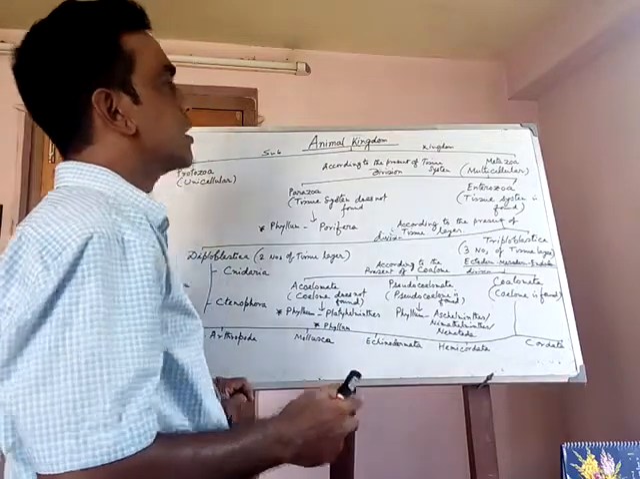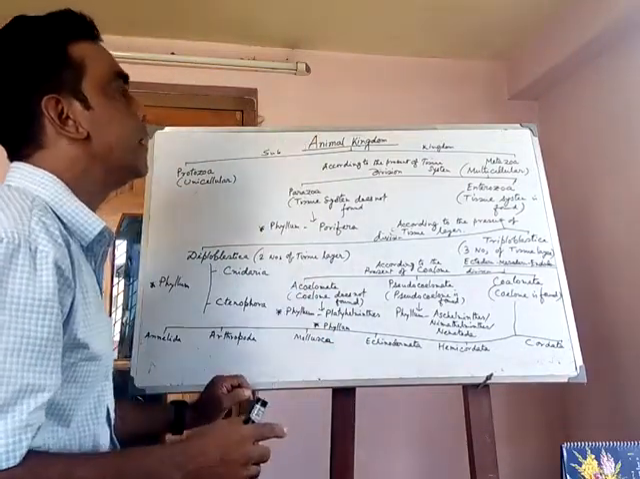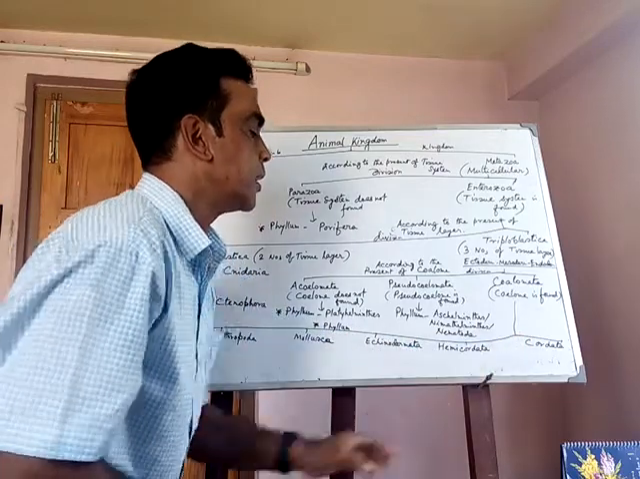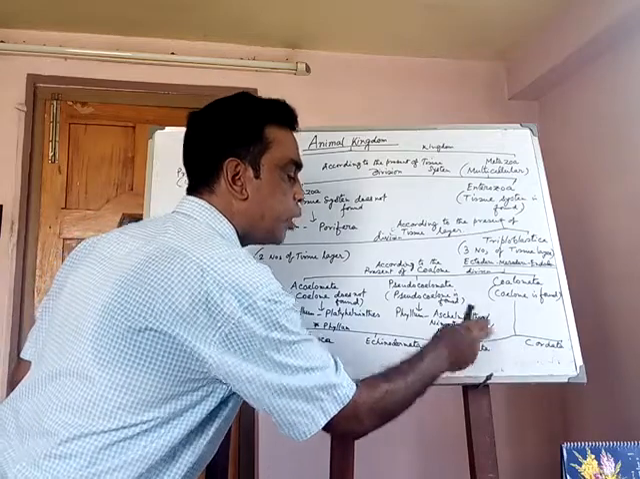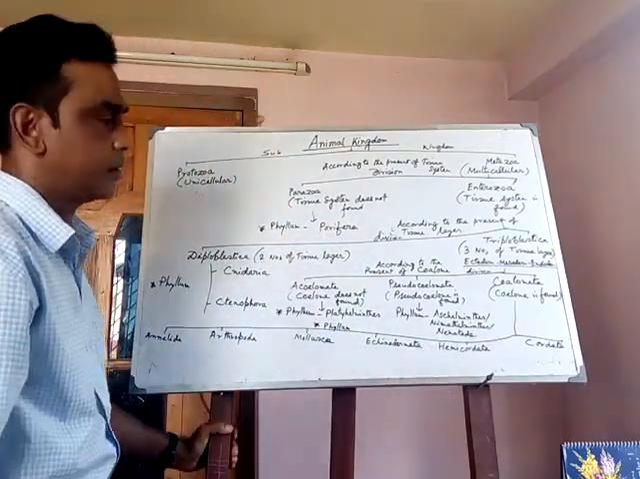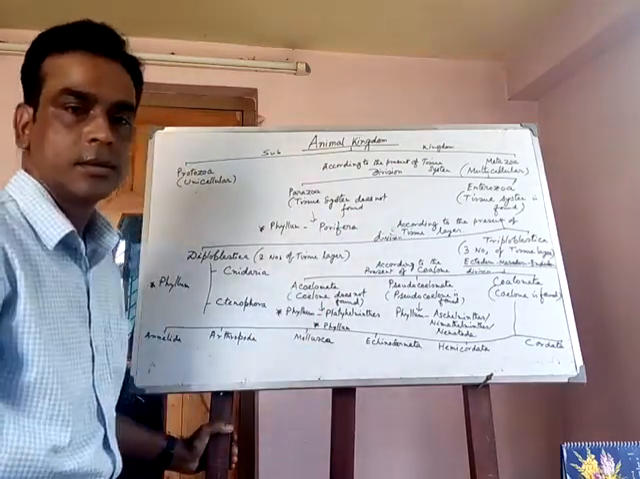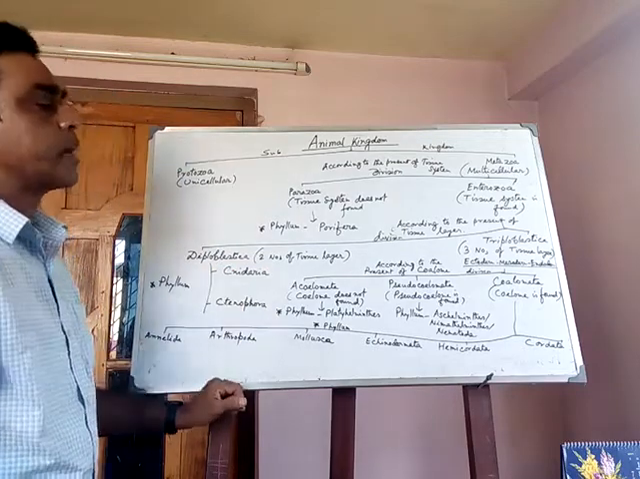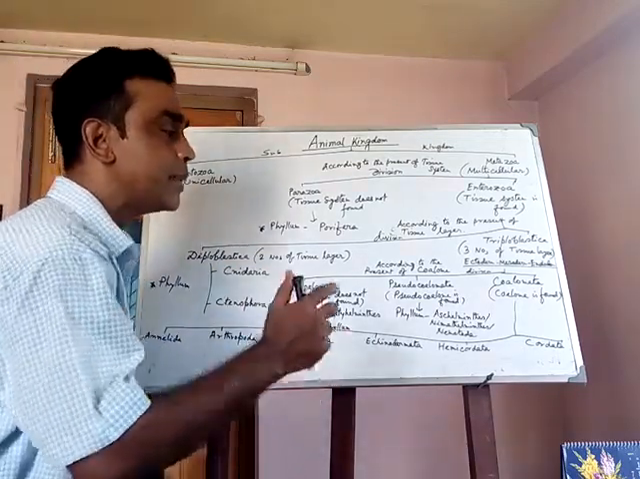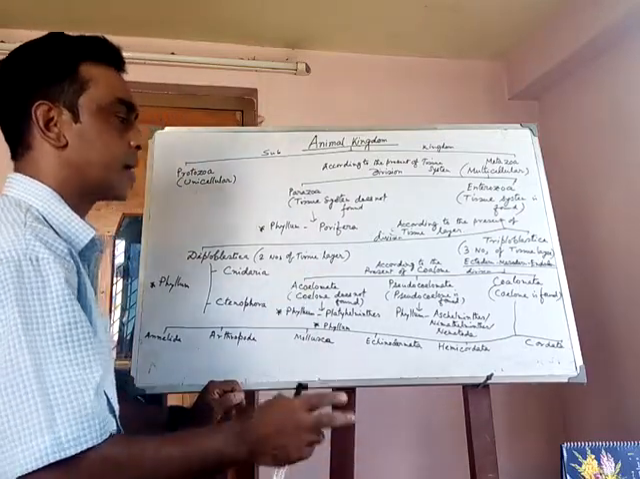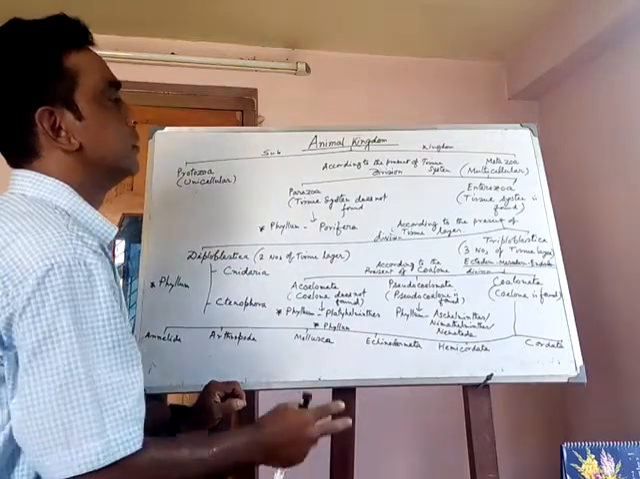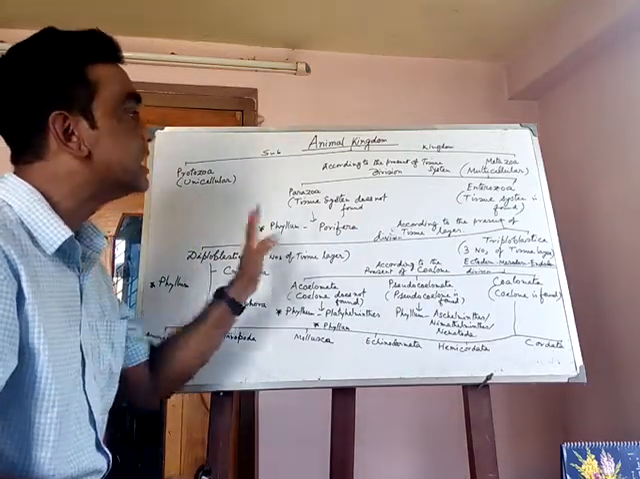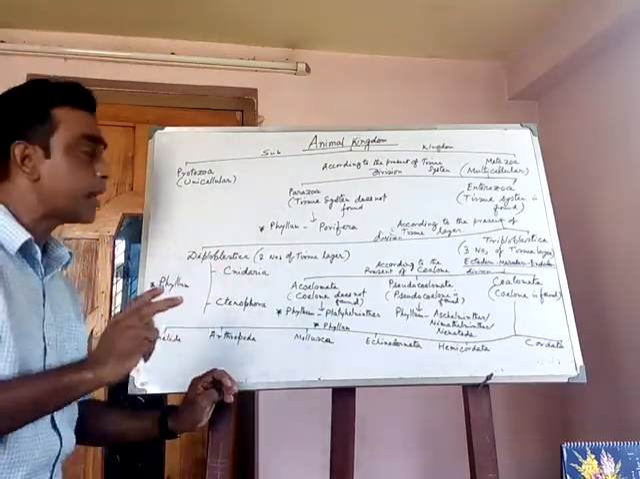Here, I repeated the classification of the animal kingdom before the Chordata types. Up to Hemichordata, they are called non-chordates, and Chordata and the phyla after it are called chordates. I will discuss the division of Chordata in next classes, but here I discuss only the non-chordate part of the animal kingdom and the features of the phyla of these portions. Now I start with the features of each phylum.